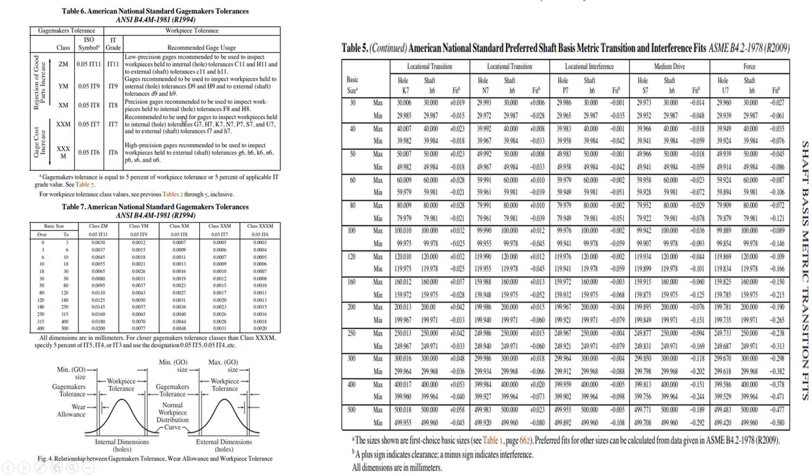And for these go gauges and no go gauges, we design the gauges to inspect the parts: the plug gauge or ring gauge to inspect the shaft, and the pin gauge to inspect the hole. We go with MMC of the hole and MMC of the shaft with go gauges, and we use the no go gauge for the LMC of the shaft and the LMC of the hole.